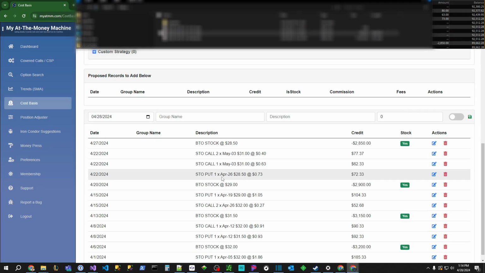But you can see right here from the transactions that we entered, this was from the cash secured put. We collected $72 on that. And then from the covered call for the single contract that we added, we collected $62 on that one. And the covered call, the 2 contracts that we rolled, we collected another $77 on that one. And then right here is from the assignment purchasing the stock.